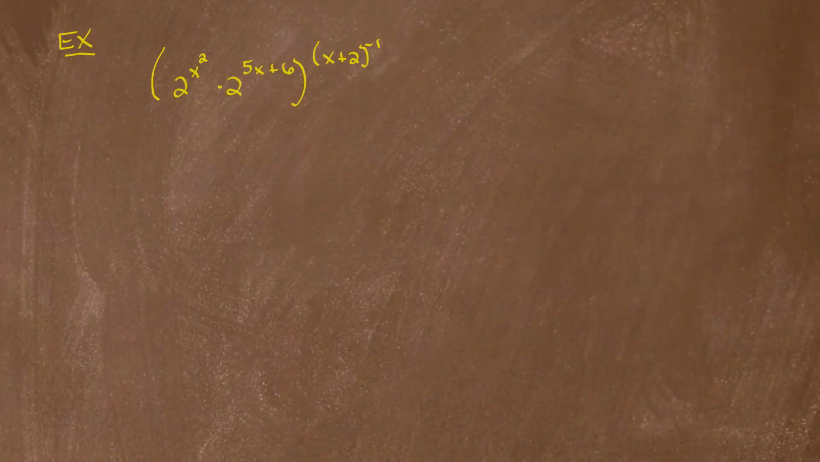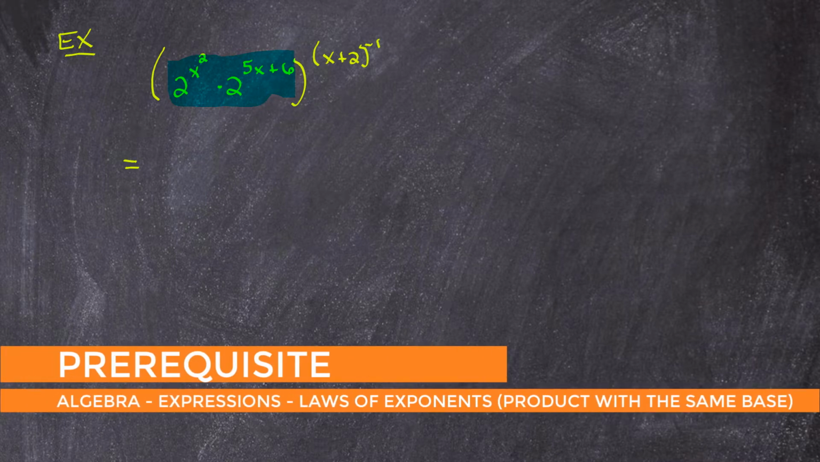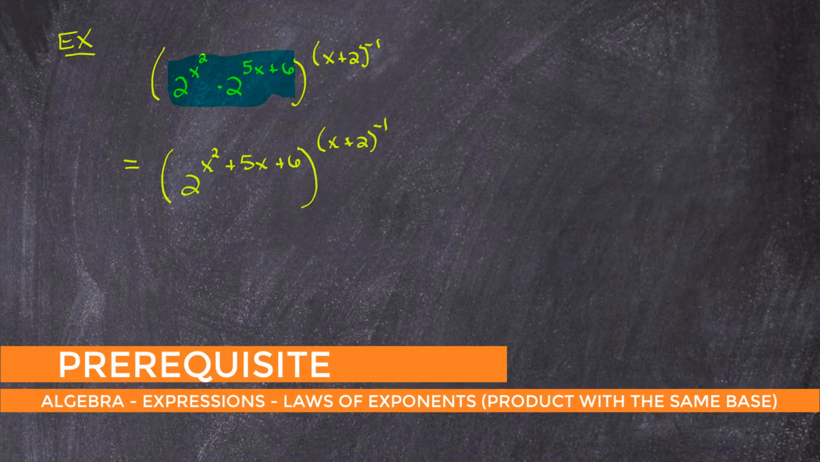This was in our introduction to this review video, and this is a very interesting example. I'm going to use several laws of exponents here. Those 2's have the same base. So again, I'm jumping inside this grouping symbol here, and I'm just going to simplify as much as possible. They have the same base, so using laws of exponents, I could just add them, and that's all still being raised to the x plus 2 to the negative first power.